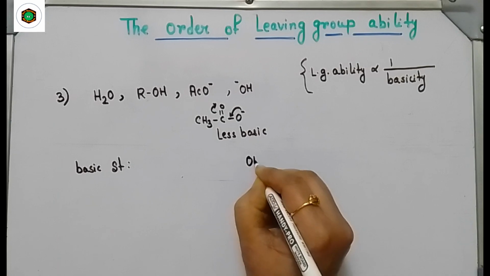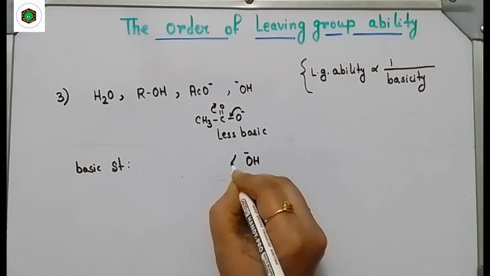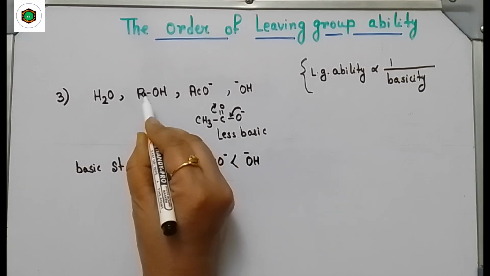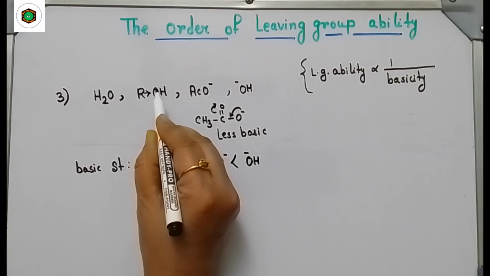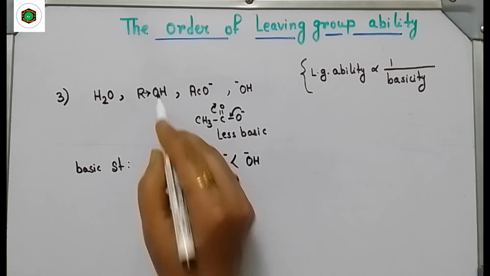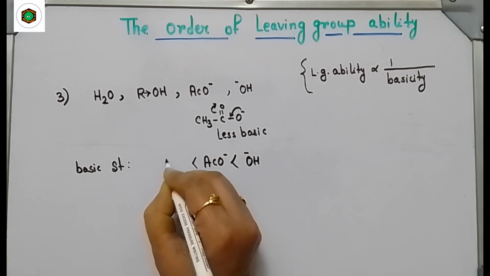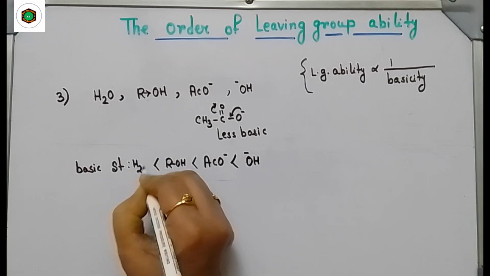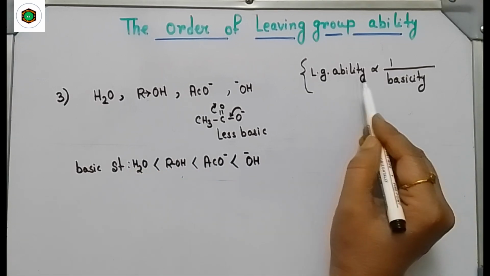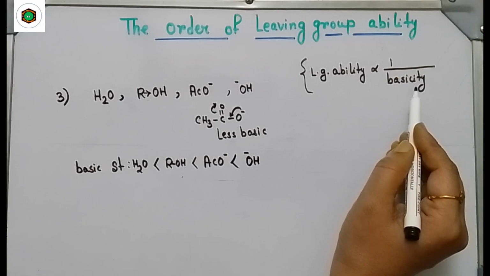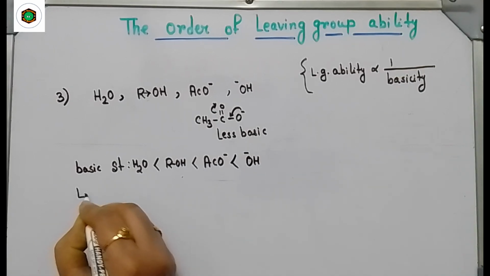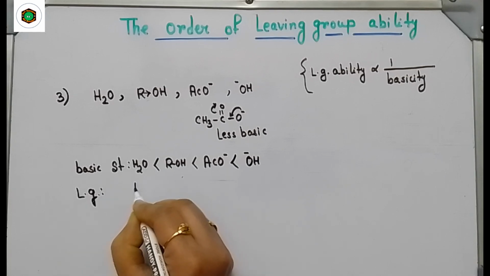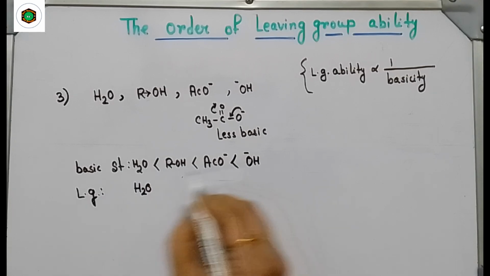Therefore this is most basic, then this one, and here due to the plus I effect, the electron density is more on oxygen than this, therefore the next basicity is for this one, and this is least basic. We know leaving group ability is inversely proportional to basicity, therefore the leaving group ability order is this one. Just reverse this.